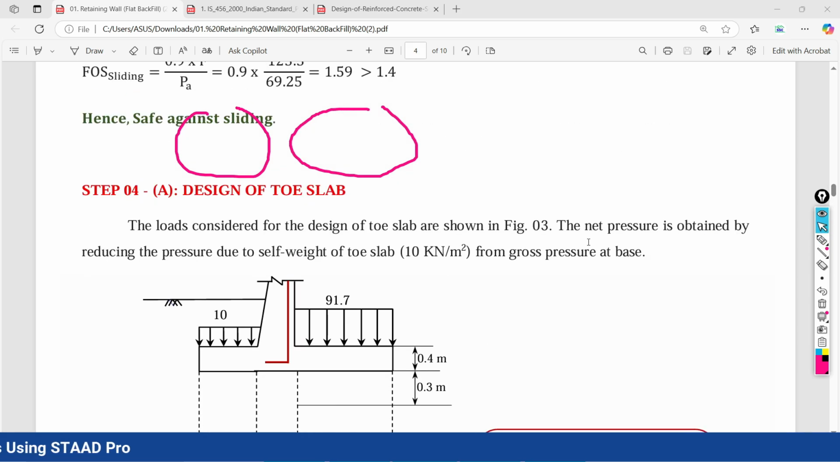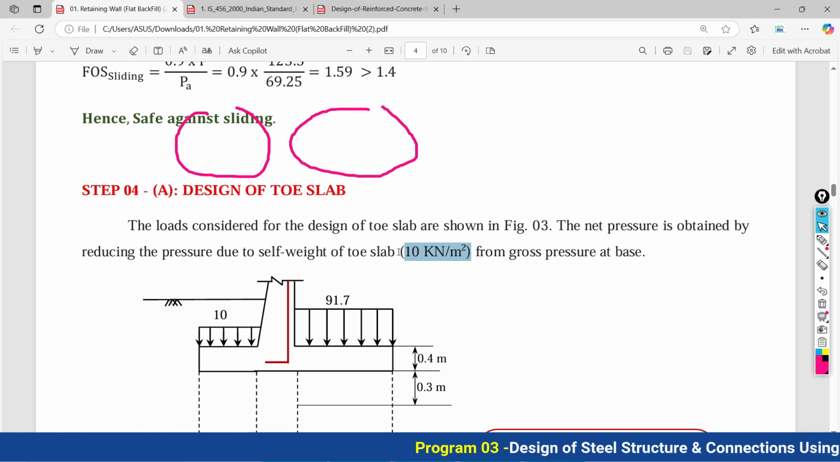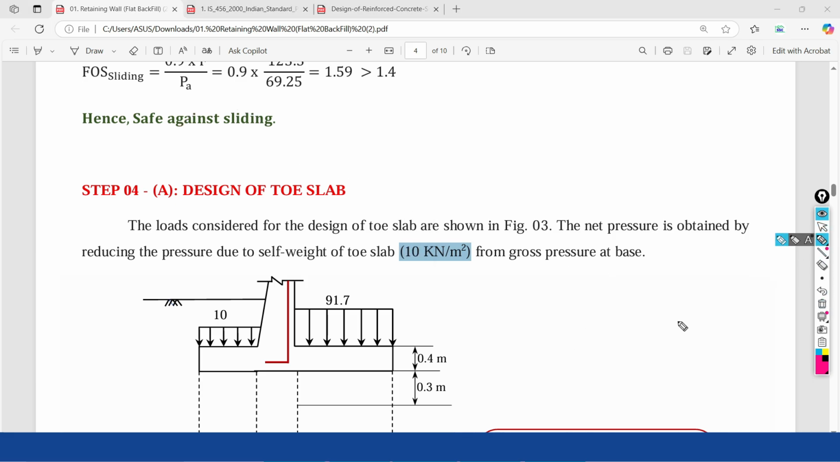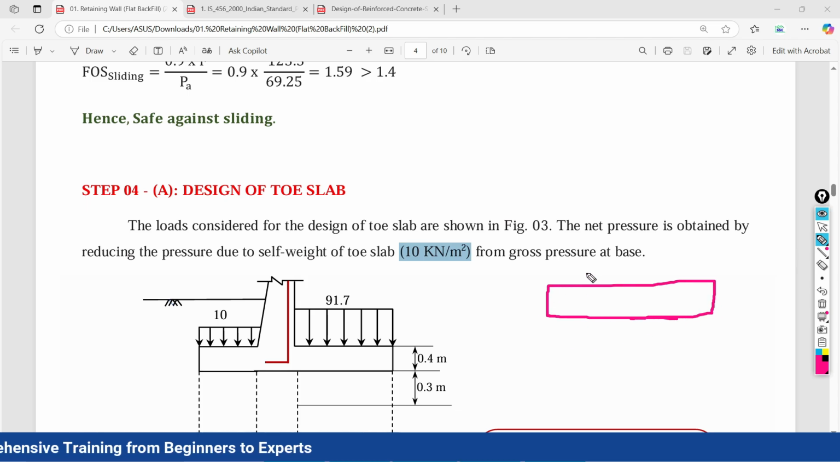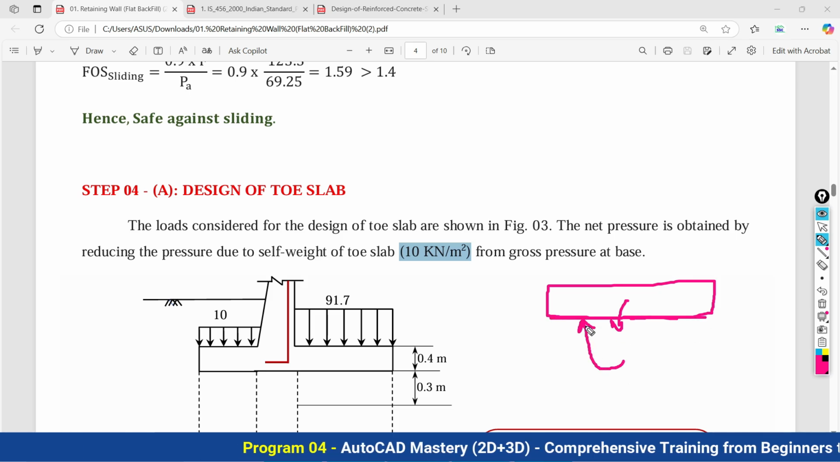Here, the net pressure is obtained by reducing the pressure due to the self weight of the toe slab, in kilonewton per meter square, from the gross pressure at the base. How this value comes, we will see later. The concept is very simple: as your retaining wall rests over the soil, due to the action of the loading, the soil gives a reaction at the base of your retaining wall. So this upward soil pressure will be there, and some stresses are coming from above.